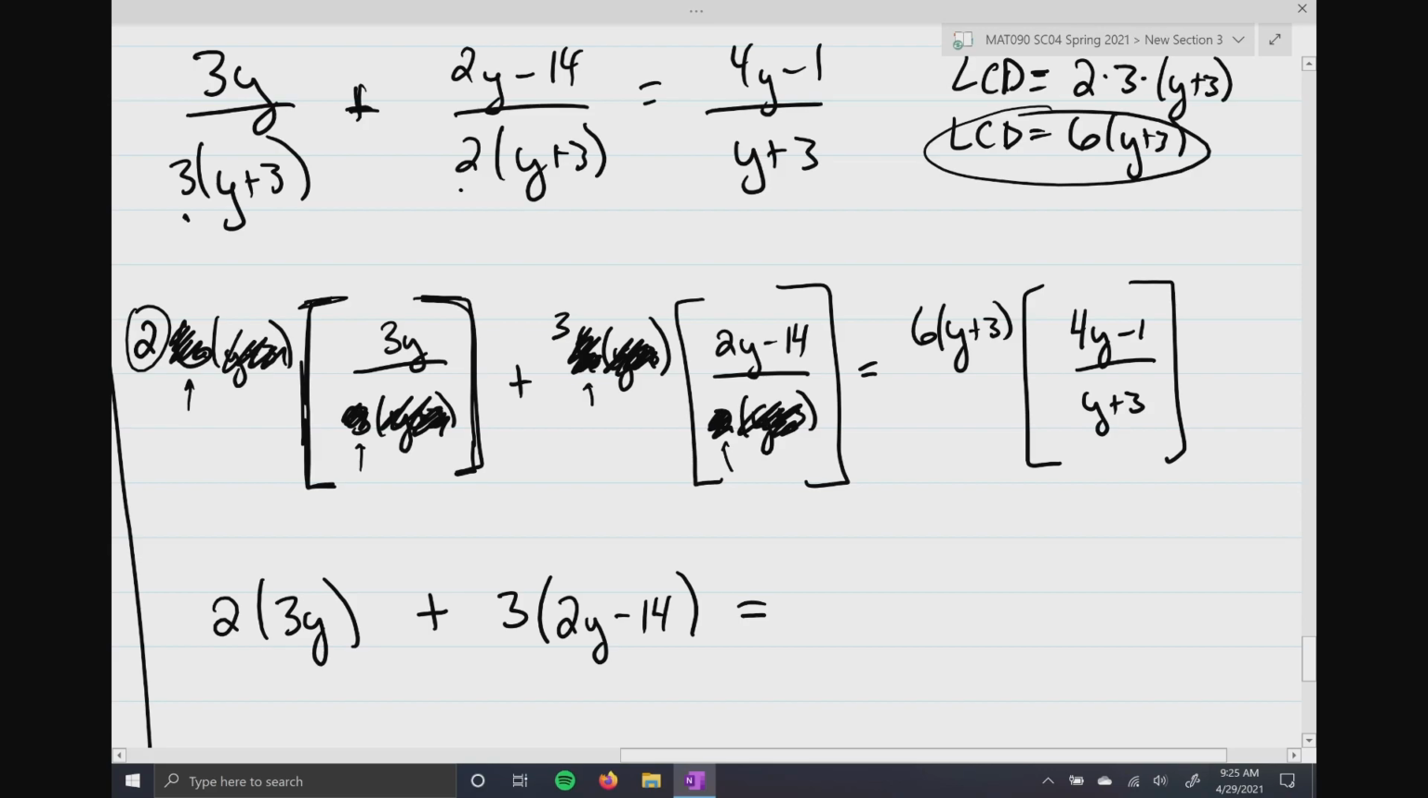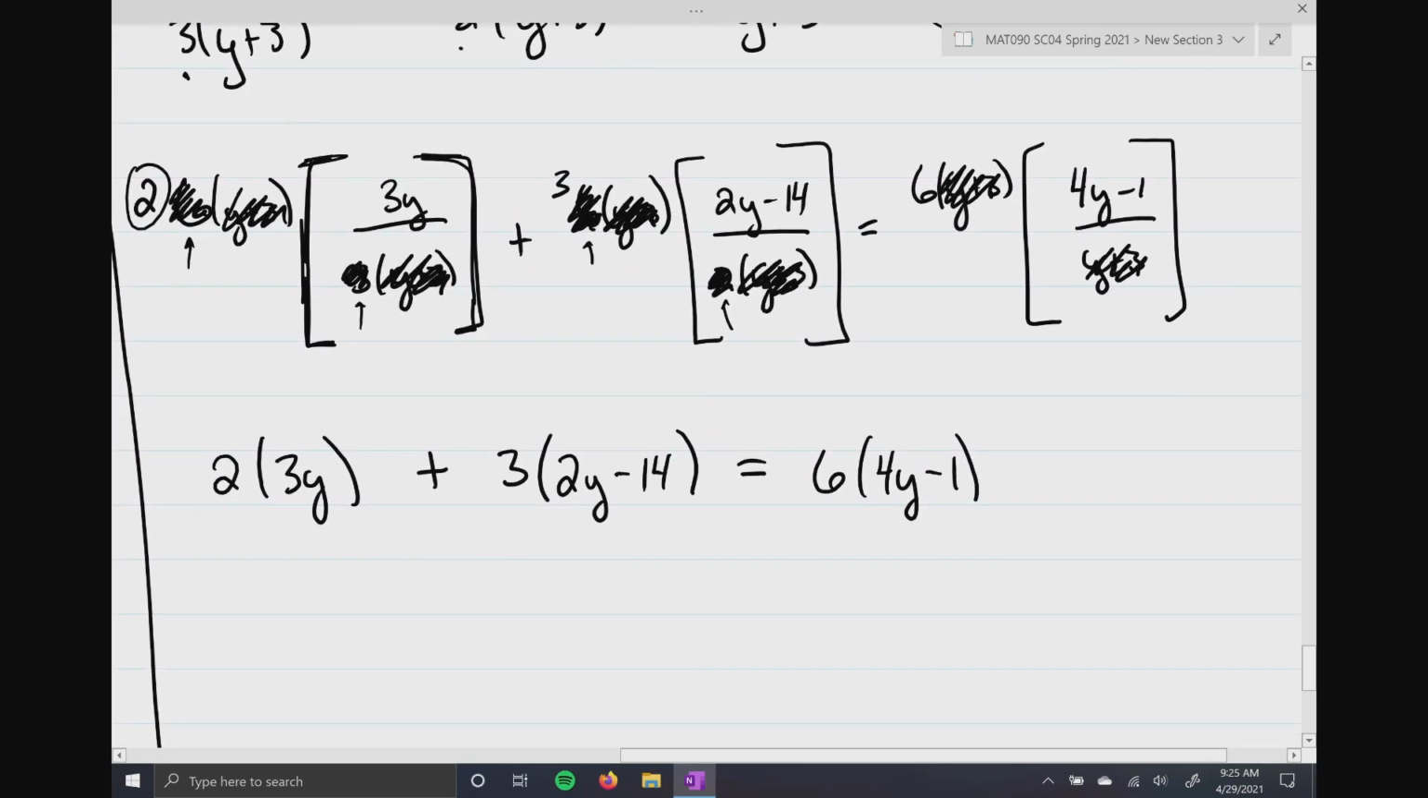Now, on the far right side, I look at the 6, but there's nothing I can reduce it with. Do you agree? Yeah. Okay, but the y plus 3's reduce. So now I write it exactly how everything looks. Okay? So in one step, we eliminated all of our denominators using the LCD that you came up with. Now, I see parentheses, I'm going to distribute. 2 times 3 is 6y.